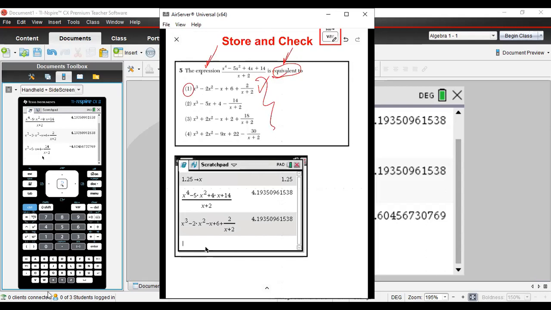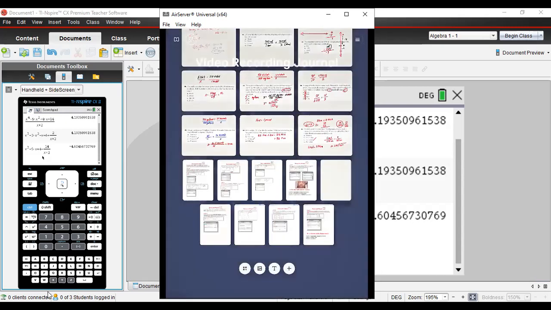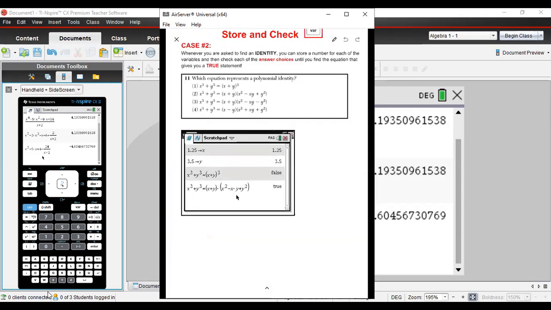Okay, let's look at the next example here. What do we got here? All right, so now this is the case 2.